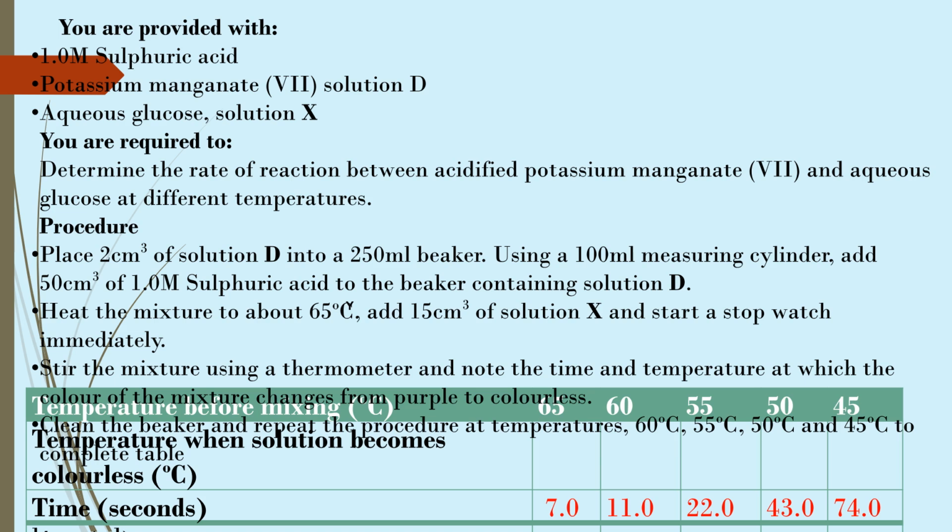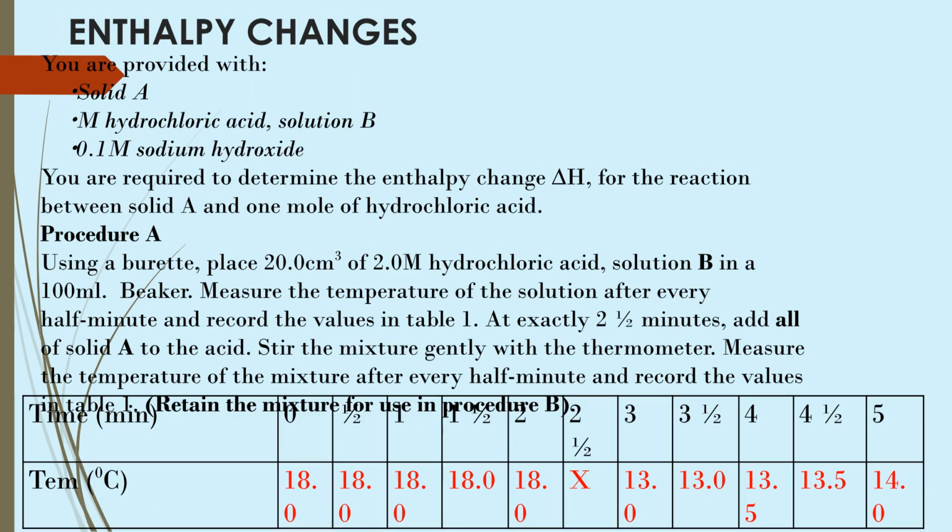Another reaction rate experiment requires determining the rate between acidified potassium manganate(VII) and aqueous glucose at different temperatures. This involves heating the mixture and recording the time and temperature for the color change from purple to colorless. Enthalpy changes experiments require determining the enthalpy change for a reaction, such as between a solid A and hydrochloric acid. Procedure A involves mixing the substances and recording temperature changes over time.